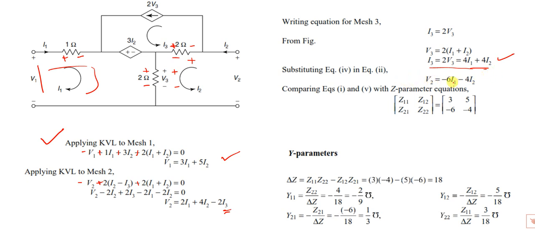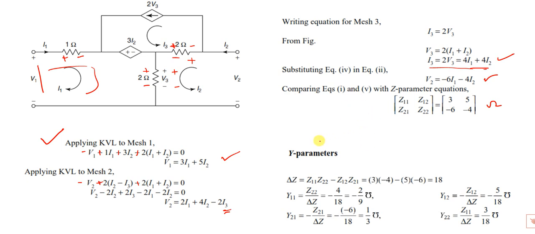If I substitute the value of I3 in this equation, we are going to end up with this: V2 is equal to 6I1 minus 4I2. So this is Z21, this is Z22. Its unit is ohms for all: 3 ohms, 5 ohms, minus 6 ohms, minus 4 ohms.